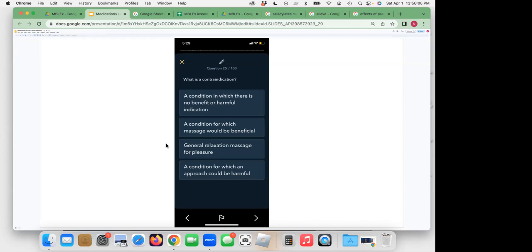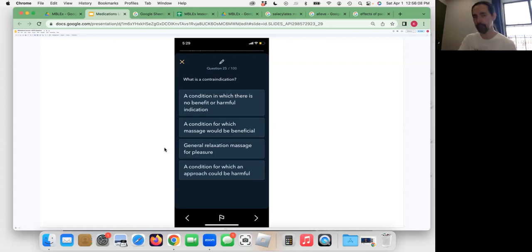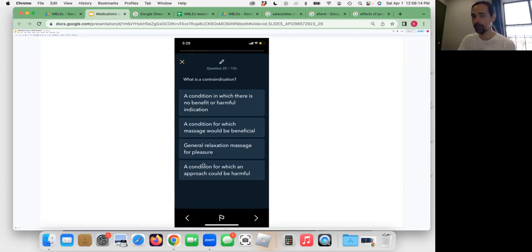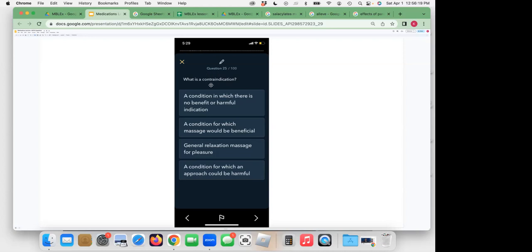Not the first one, I'm sorry. A condition for which massage would be beneficial? Would be harmful. So contra, what does contra mean? Does it mean for or against? The opposite. Against. Like, against, yes, contra.